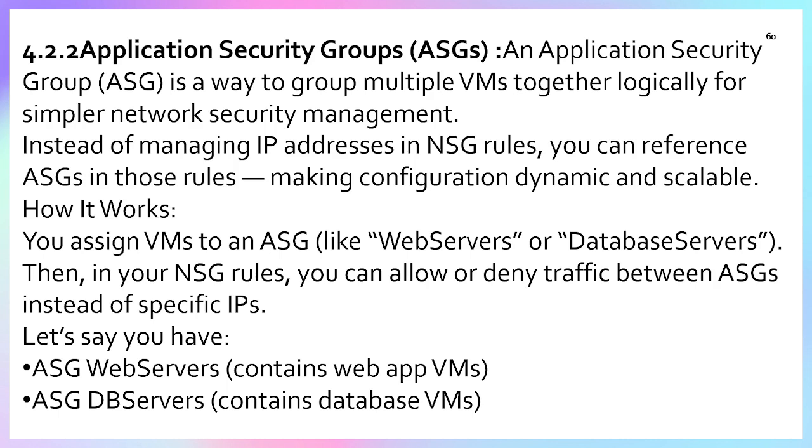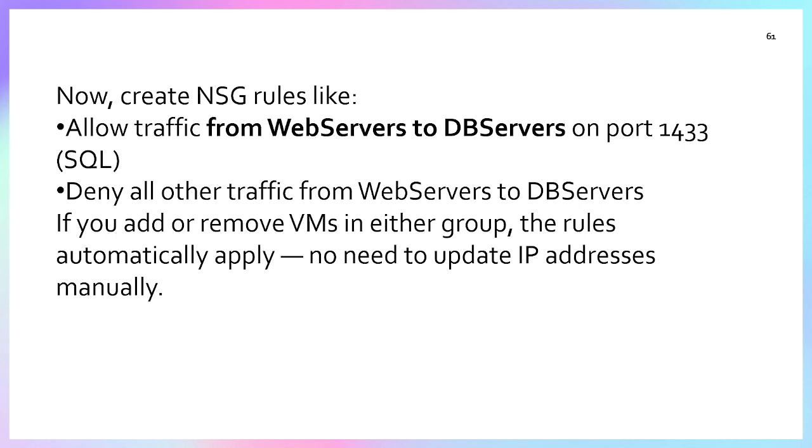Let's say you have an ASG web server that contains the web application, and an ASG DB server, right? Now create the NSG rule like allow the web server to the DB server on port 1433, right? Deny the rest, meaning deny all other traffic from the web server to the DB server. If you add or remove a VM in either group, the rule automatically applies. No need to update the IP addresses manually, right?